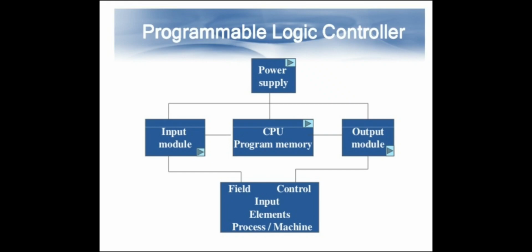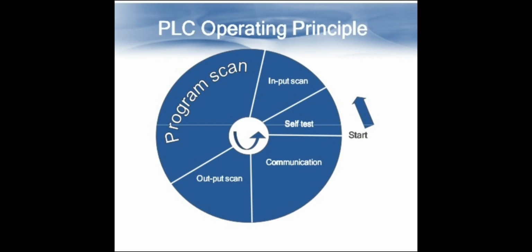Here you can see the basic structure of a PLC. The CPU is there, input module, output modules, the field control input elements, process machines, and the power supply. This is the basic structure of a PLC. The process starts with input scan, self-test, communication and output scan.